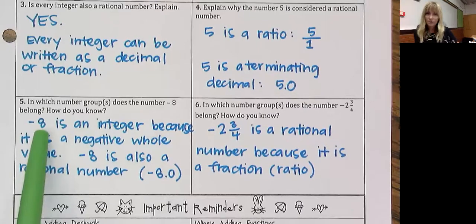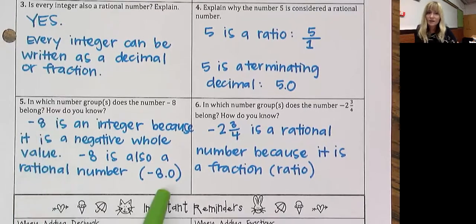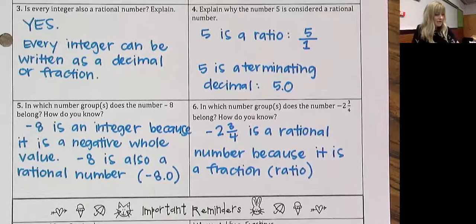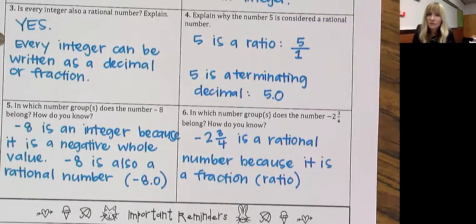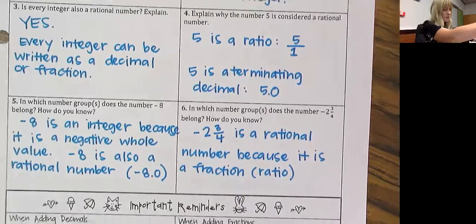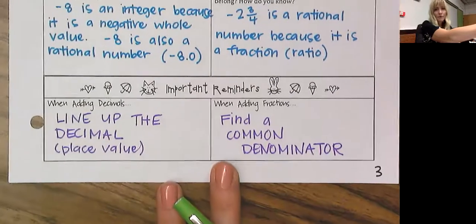-8 is an integer, but it's also a rational number because the chart works out. -2 3/4 is a rational number, and it's just a rational number. Okay, your concern is rational numbers, and we are going to expand this now by remembering these things.